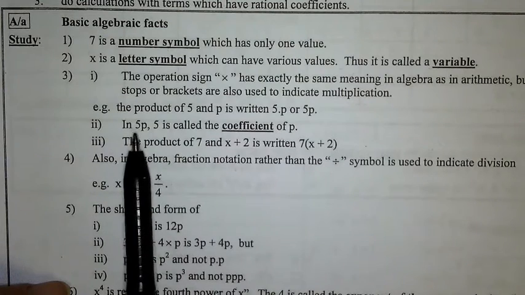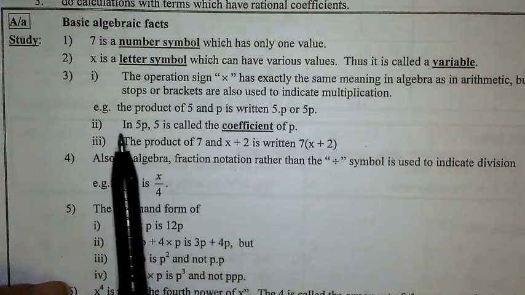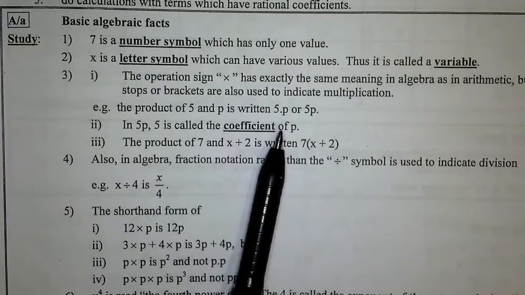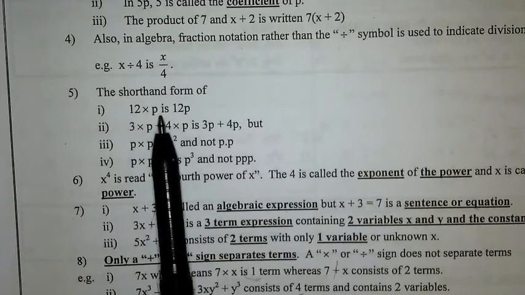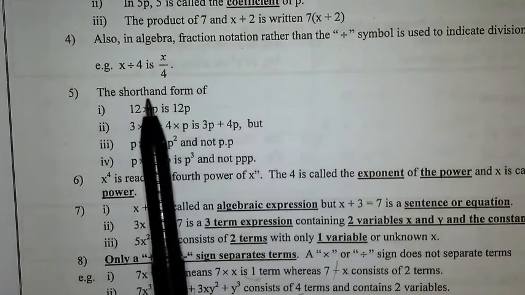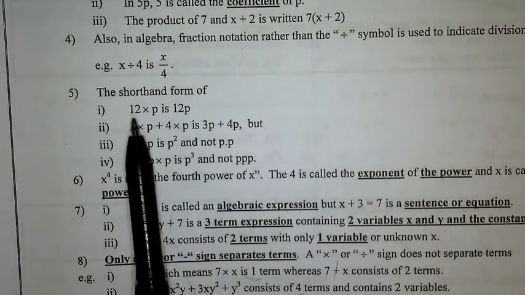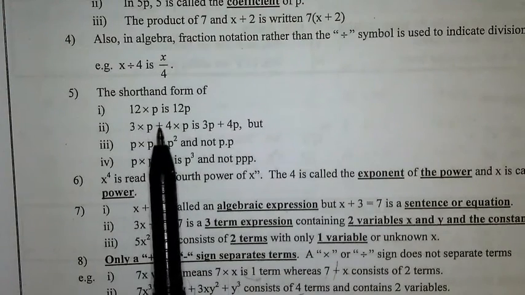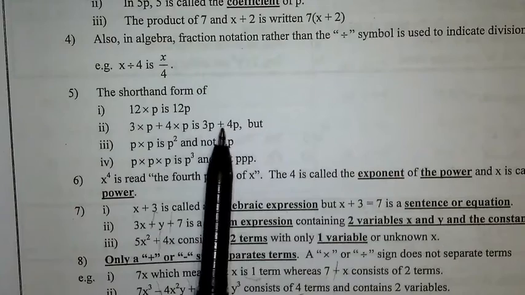If we say I've got 5p, so 5p implies 5 times p. So 5 is the number in front of my variable, and we refer to 5 as the coefficient of p. If we write 12 times p, we can write it in a shorthand form just as 12p. So 12p implies 12 times p. If you write 3 times p plus 4 times p, you can write it in shorthand and say it's 3p plus 4p.